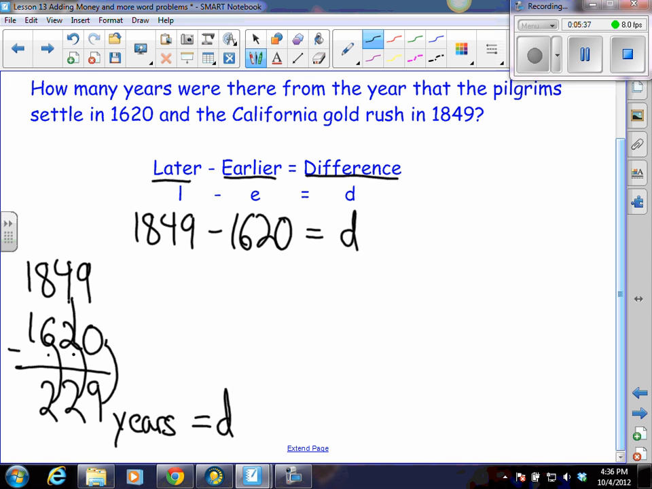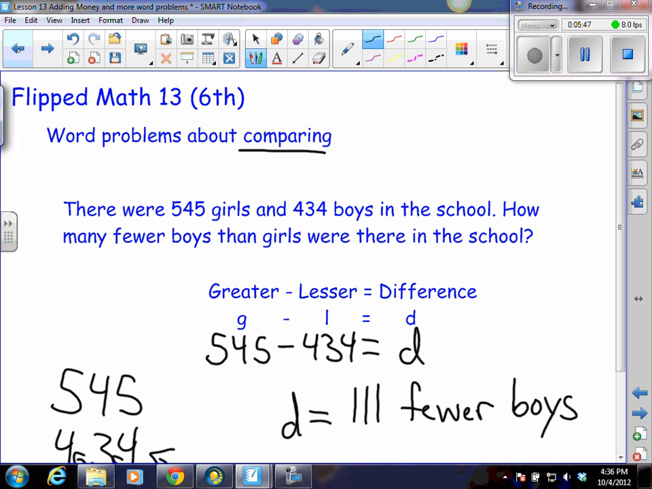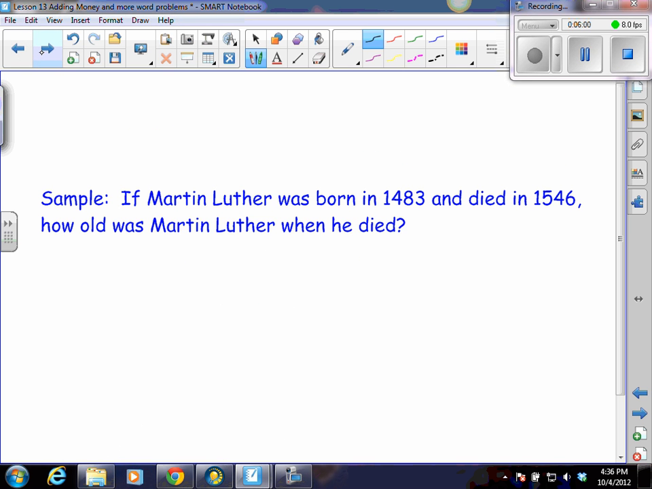And so looking at that, we have these two different types of problems. Understanding the later minus earlier equals the difference, and of course the greater minus the lesser equals the difference. So two more subtraction formulas to remember, but they're definitely going to help you solve word problems. I'm going to leave you with this sample word problem right here, and we'll discuss it more in class tomorrow. That is the end of flipped lesson 13.